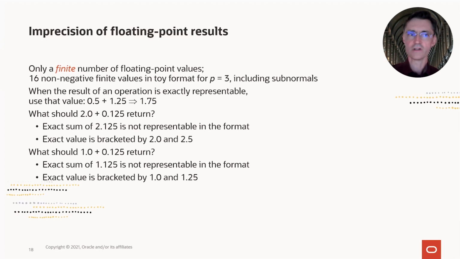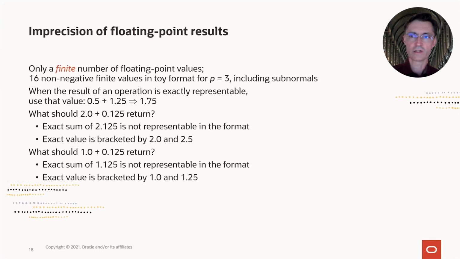That means if we want to return a finite non-negative answer in this system, we have to choose one of those values. So what values can we choose? Well, 1/2 and 1 1/4 are values in the system. We want to add them together, and the exact value is 1.75. Now, 1.75 is one of our representable numbers, so we should return that.